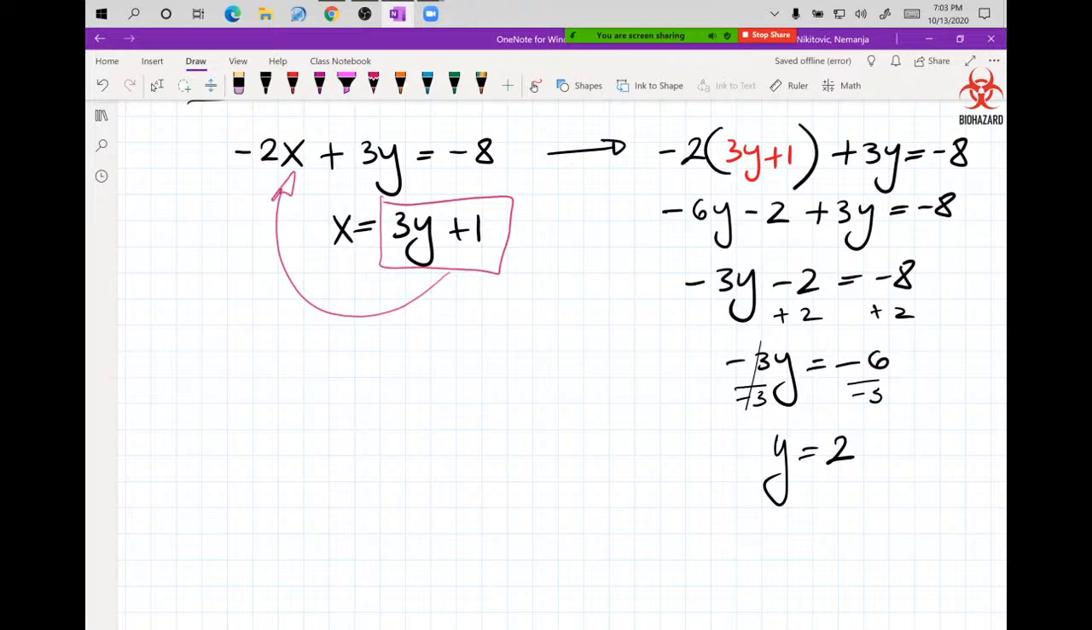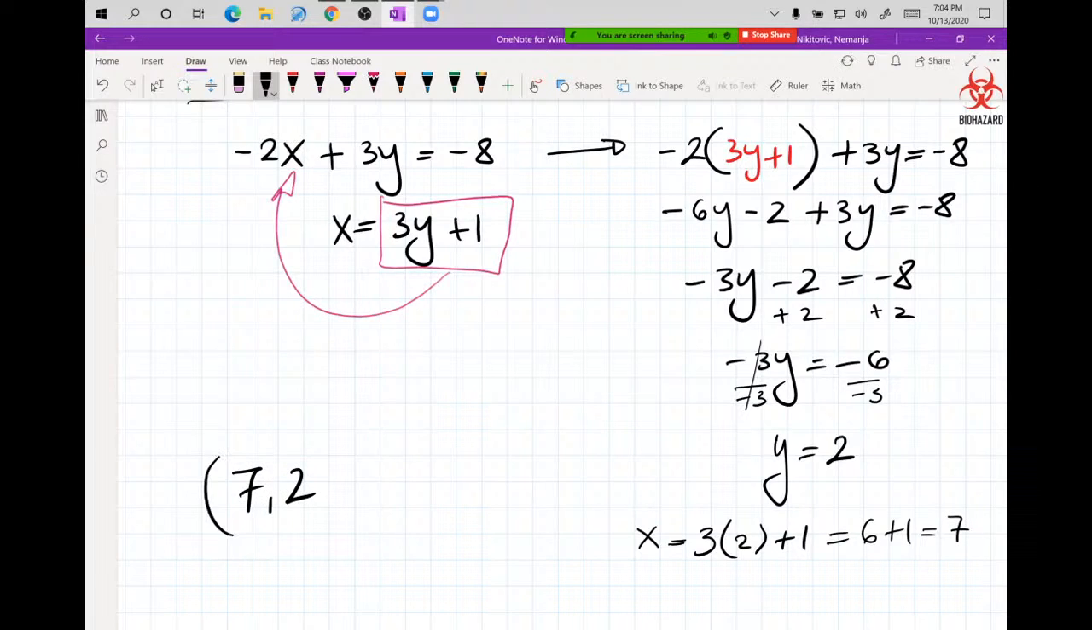All right, now when we have y, we need to calculate x. Well, that's not going to be a problem because you have the equation that calculates that. So this equation, right? x equals 3 times y plus 1. Now y is 2, so that's 6 plus 1 is 7. And the answer is 7, 2. Right? x comma y. So we have one solution, and that solution is 7, 2.